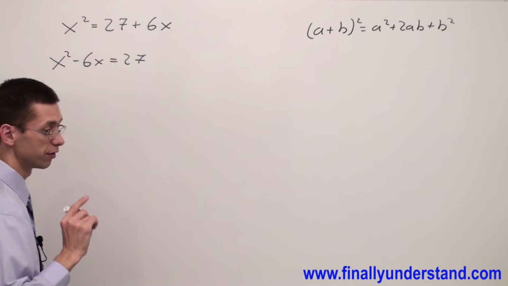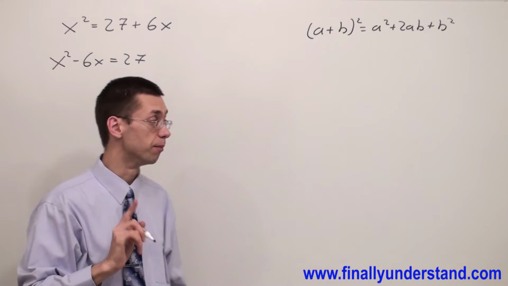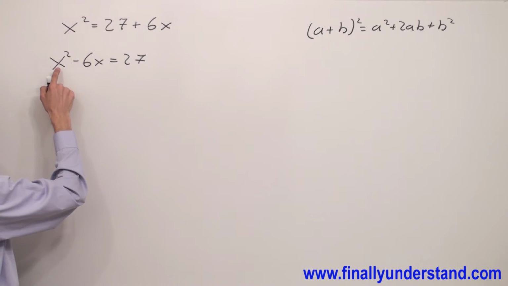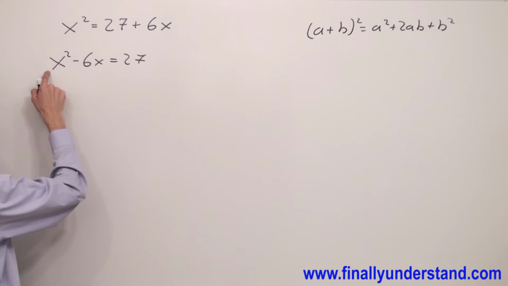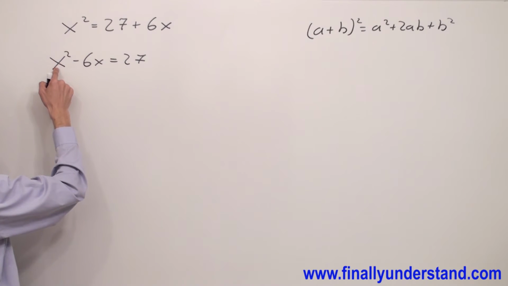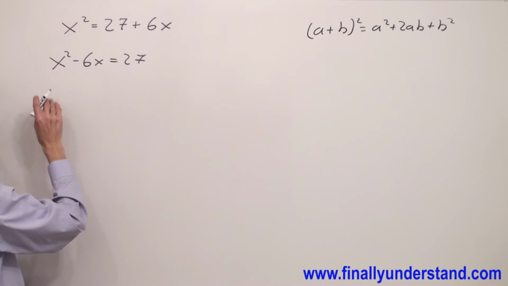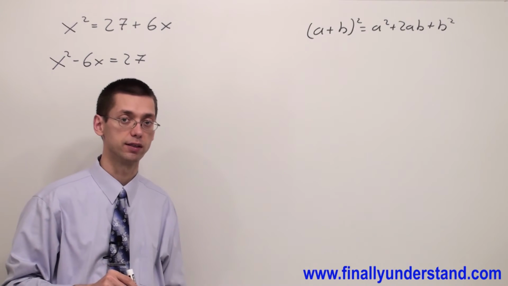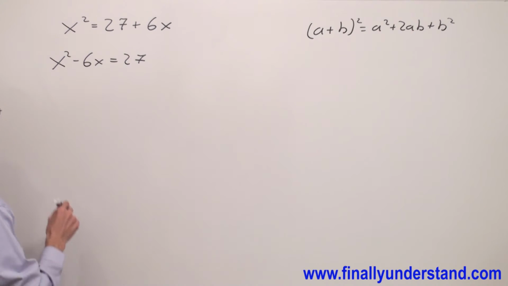Also, it's very important to make sure that the coefficient of your second degree term is positive 1. So if we do not have anything written next to x squared, or whatever your variable is going to be, you're supposed to have nothing over here. So we can say that our equation is ready for completing the square.